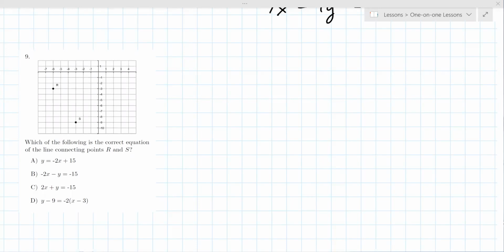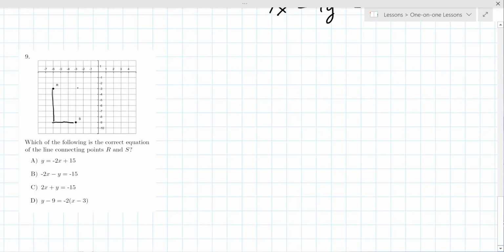I didn't get 15. I got 9. Okay, well, let me work through this one here. So the slope here is a rise over run.